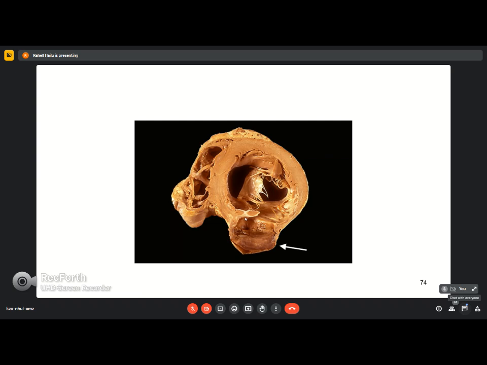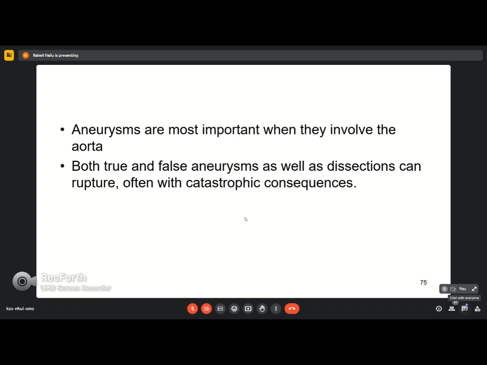If there is cardiac wall rupture, then that's almost instant death, right? Because there will be massive hemorrhage.